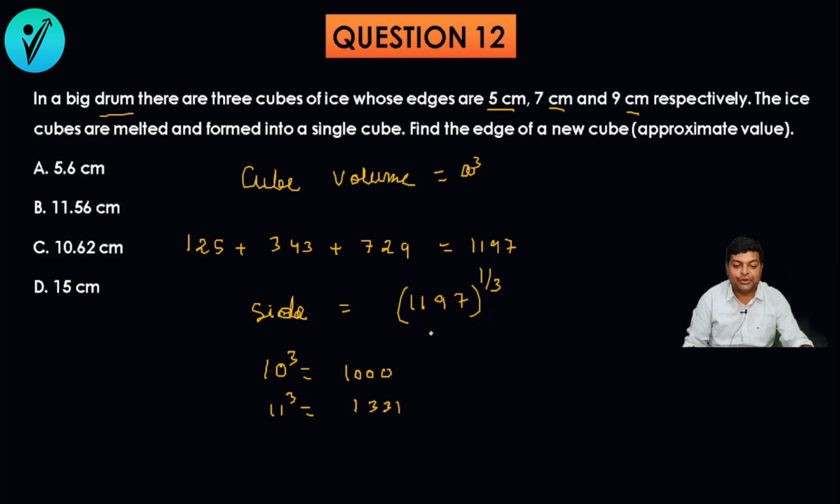So this value is somewhere between 1000 and 1331. So definitely your answer should be what? It will be something between 10 and 11. So 10 और 11 के बीच में कौन सा option है? The option will be option C. Or the correct option to the answer question will be option C.